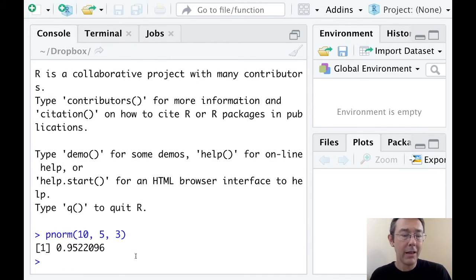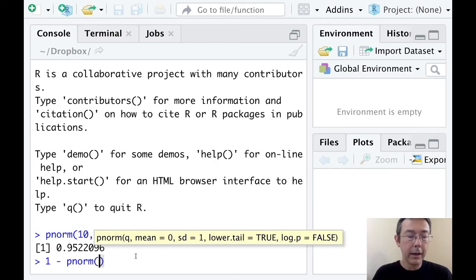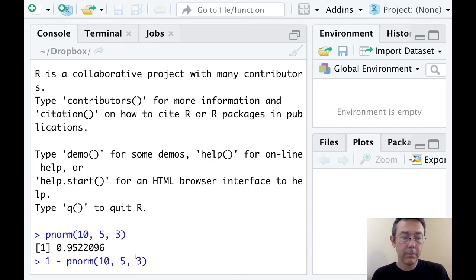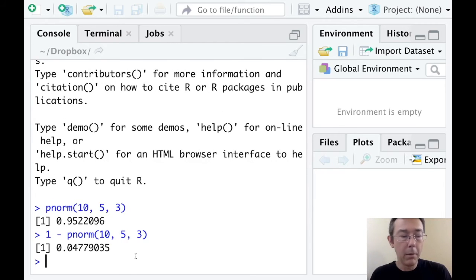We get 0.9522. Next, we want the probability of getting an x value greater than 10. Getting an x value less than or equal to 10 or greater than 10 are complementary events. So we can do the probability of getting x greater than 10 by subtracting off the probability, pnorm, of getting x less than or equal to 10: 1 minus pnorm(10, 5, 3). And of course we get about 0.048.